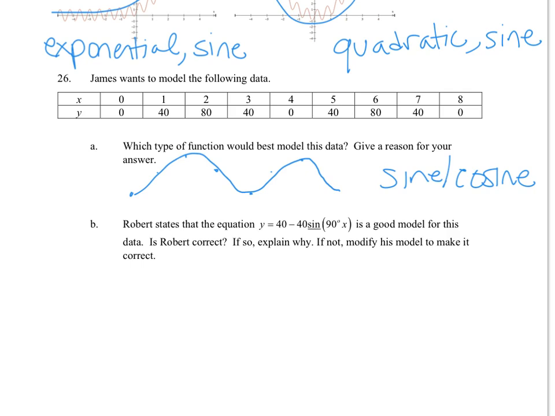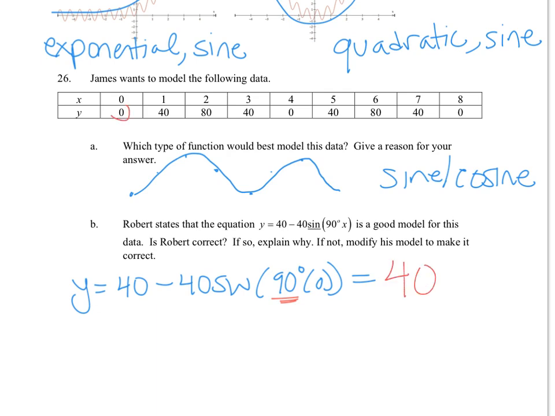Well, let's test some of his points. If we plug in 0, what do we get? Now you have to make sure you're in degree mode because of this. When you evaluate that in your calculator, you're going to get 40, which is not 0. So again, right there, that first point does not work.